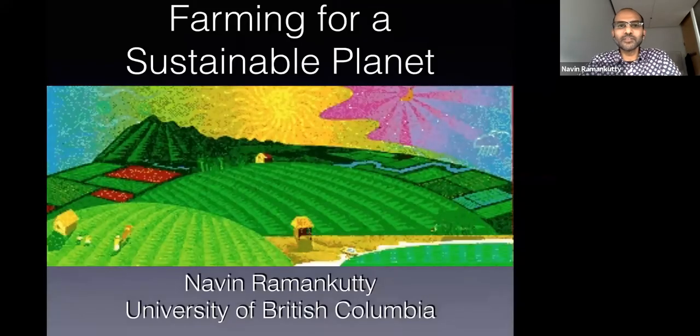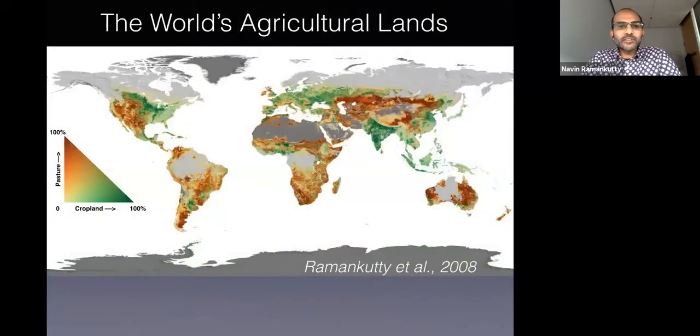Okay, so farming for a sustainable planet. How can we farm in better ways than we are today? The first thing to realize is that we farm a huge part of our world's landscapes. This is a map made by my students and I, where we used images from satellites as well as ground-based information to just see where we farm on the planet today.